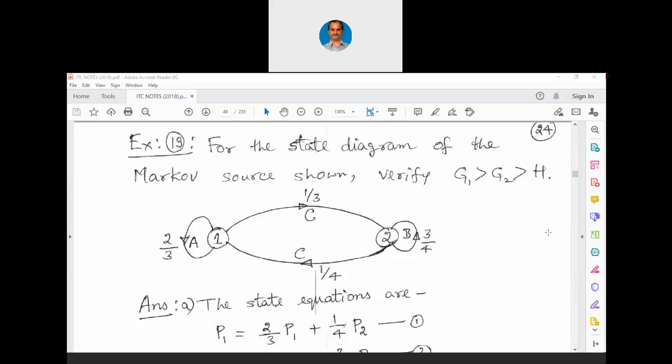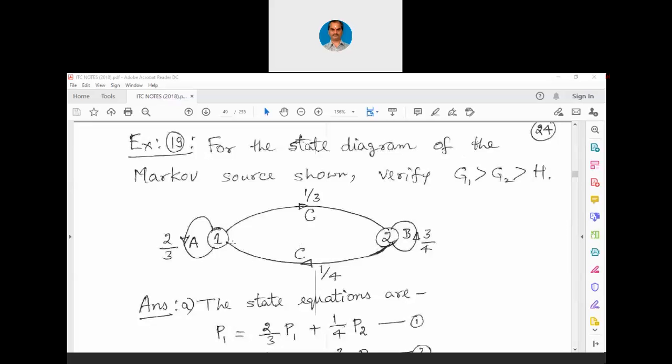Now this is the state diagram where we have two states, state 1 and 2. In the first state, the probability of A being transmitted is 2 by 3. And naturally the probability of C being transmitted is 1 by 3. And in state 2, the probability of B being transmitted is 3 by 4. And the probability of C being transmitted is 1 by 4. That way we have three symbols A, B, C here, but actually state 1 is going to emit only A and C, and state 2 is going to emit only B and C.